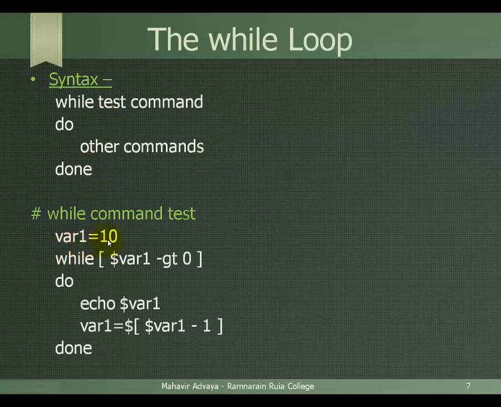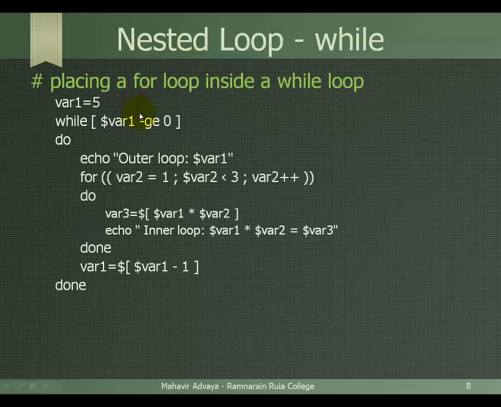Now the example for the while loop. I have a variable with value 10. While the variable is greater than 0, it displays the value and reduces the value by 1. So we are decrementing the value of the variable. Till the value of the variable is greater than 0, the loop will execute and print the numbers 10 to 0. You can also have a nested while loop. Again you have an outer while loop, and within that you have a for loop. We can have nested loops, as we use nested loops in C and Java programs. It's the same as that.